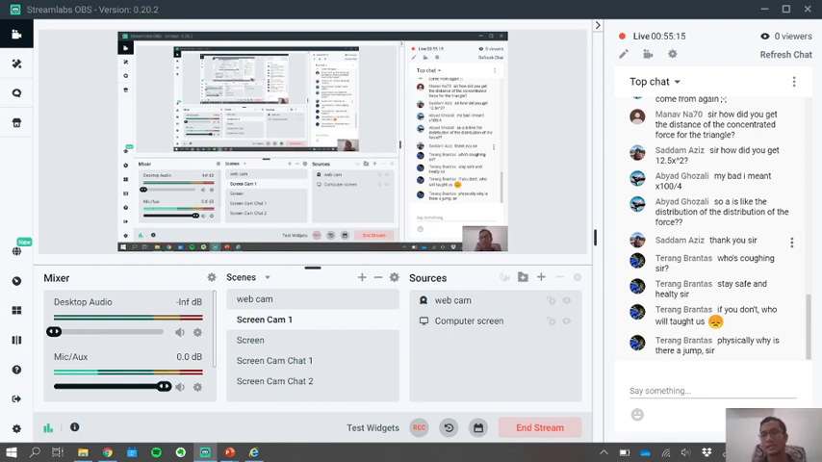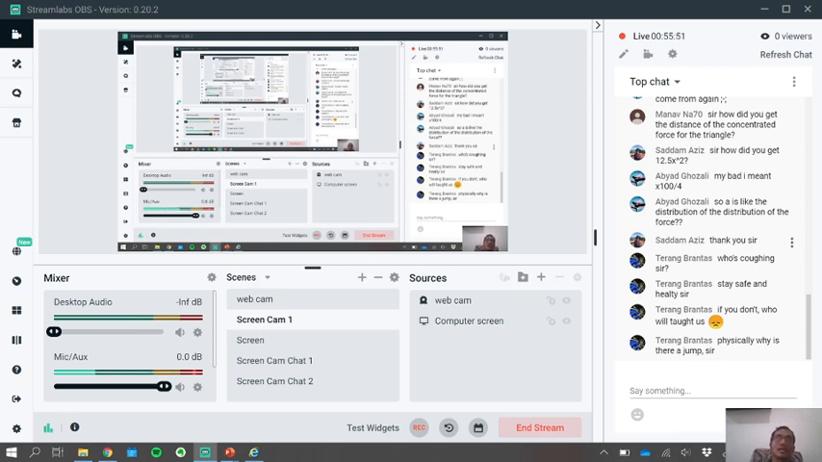Okay, a question: physically, why is there a jump? Yeah, because I told you from the beginning, the concentrated force and concentrated moment will cause a discontinuity in the distributed force diagram and distributed moment diagram. And the discontinuity will be in the shape of a jump. And the jump will be exactly the same as the concentrated force.